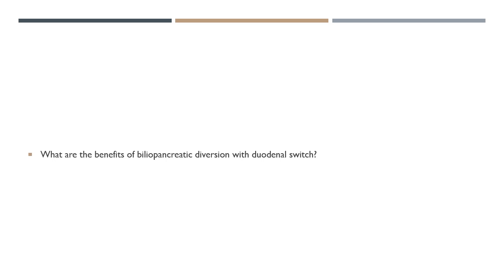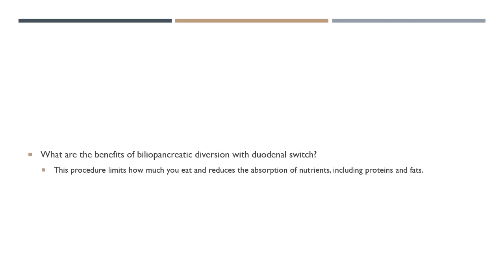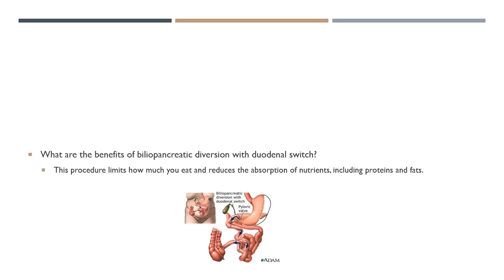Our next question, what are the benefits of biliopancreatic diversion with duodenal switch? Of course, this procedure limits how much you eat and reduces the absorption of nutrients, including proteins and fats. So you can't eat as much because you have a smaller stomach, and you can't absorb as much because you have a shorter tract down that small intestine, which is where the majority of the absorption occurs. This is kind of highlighting that right here. You have the narrow stomach with the pyloric valve intact, as well as part of the duodenum. It's going to be the duodenal switch, where the small intestine is still going to connect to the ileocecal valve, however, it's going to be much narrower.